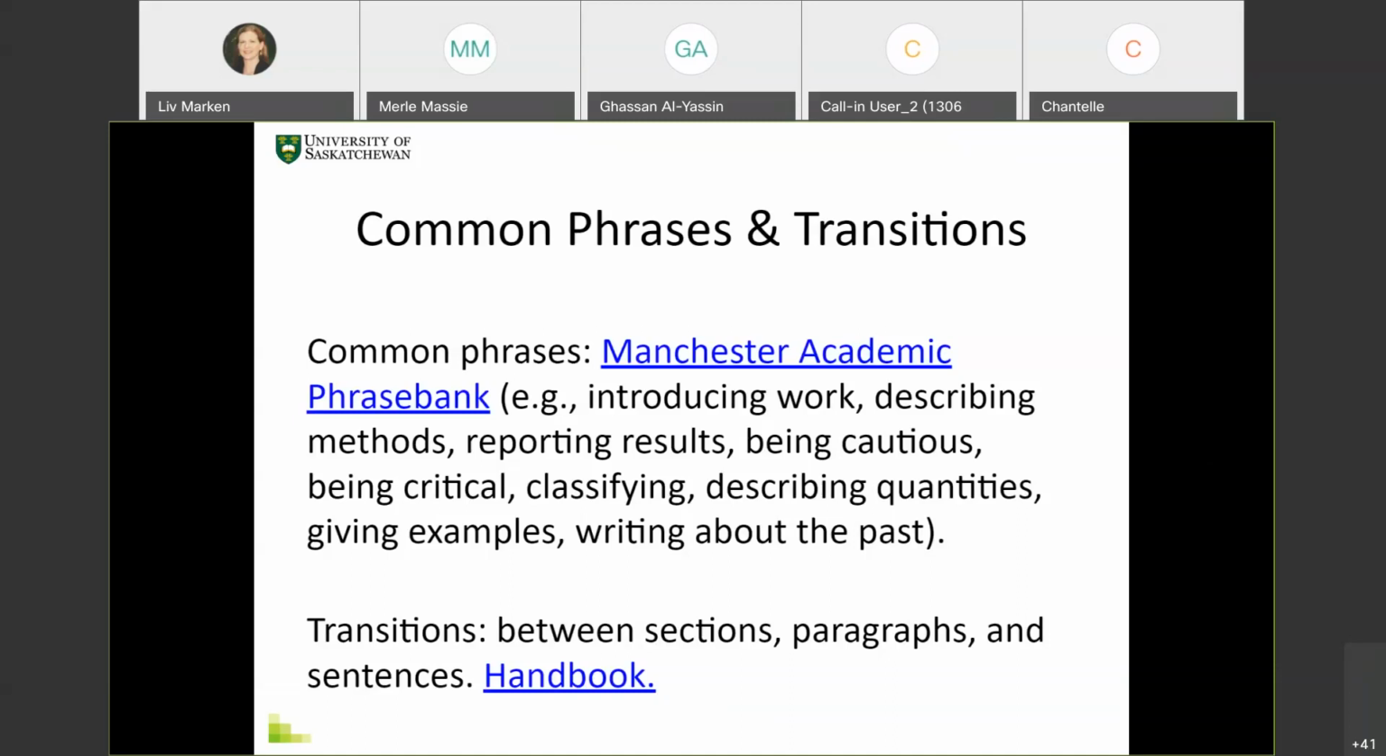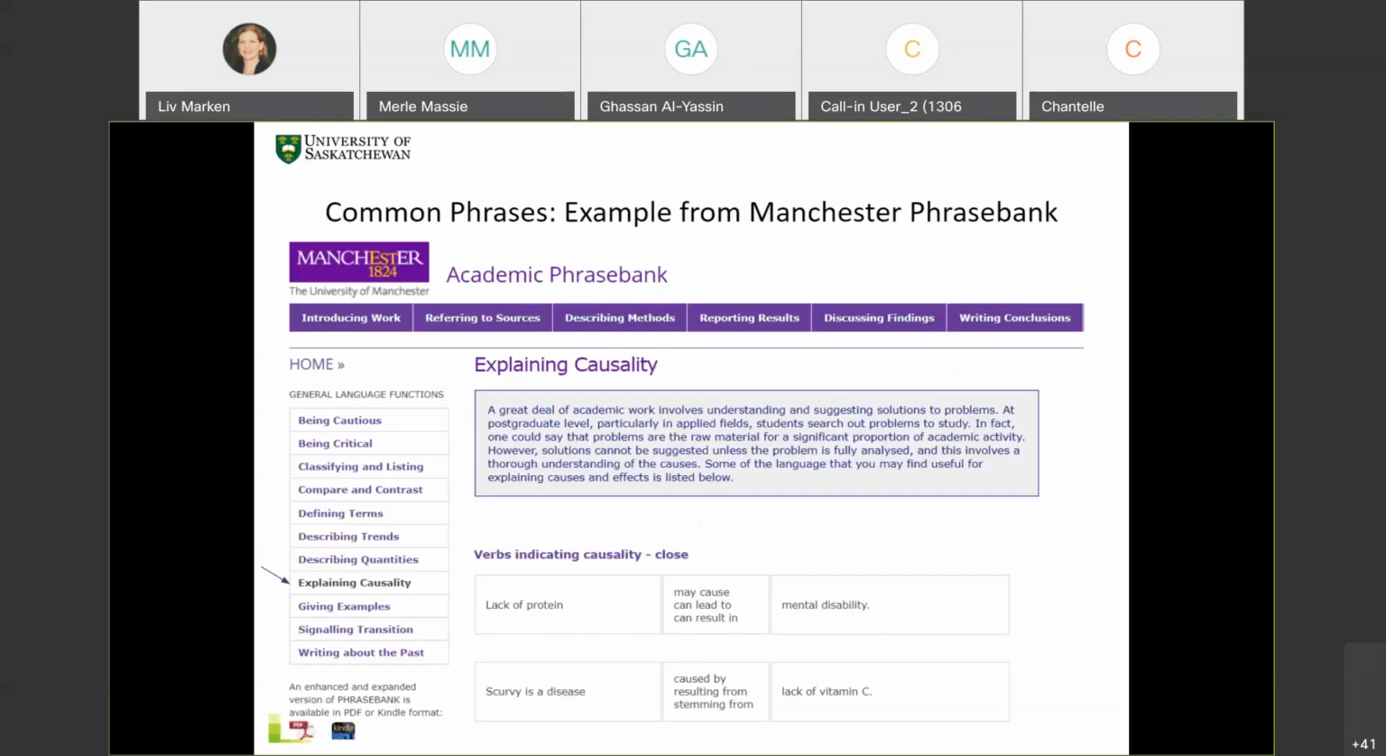This phrase bank has all kinds of different ways of explaining things. It links there, so when we send our slides, you can link to it. And there's also a link to a handbook of transitions. But here's an example from that page. The little arrow on the left-hand side is just one example of showing how something causes something. If you scroll down, there's a whole list of ways that you can explain how something happened. Or further on that menu, the menu going across the top has broader categories, and then general language functions are on the left menu in the left column. So that's a pretty good source.